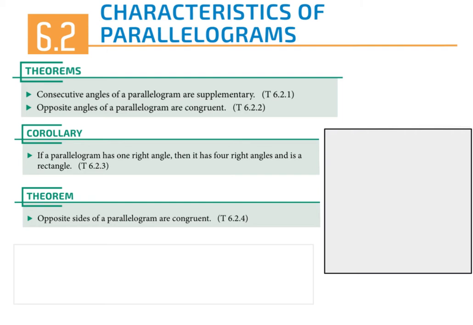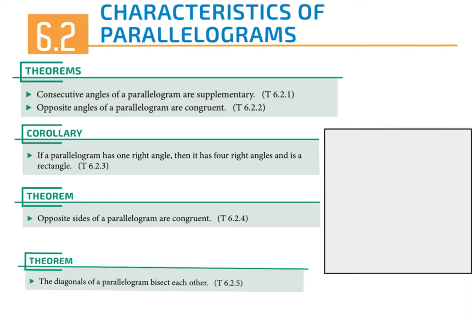Opposite sides of a parallelogram are congruent. So opposite angles are congruent and opposite sides are also congruent. The diagonals of a parallelogram bisect each other. So we are bringing back the terms that we know. Bisect means what? Cuts it in half, right? It meets at the midpoint. All right, so they bisect each other.